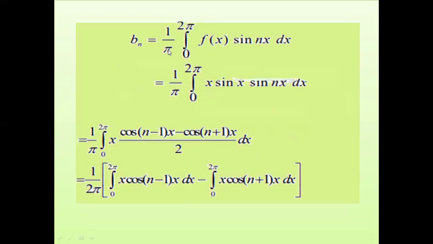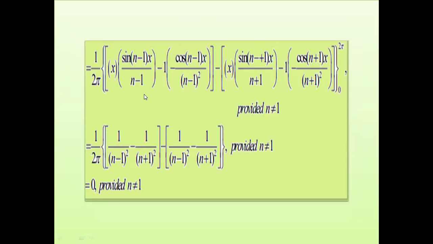Next, bn is equal to 1 by pi integral 0 to 2 pi f of x sin nx dx. 1 by pi integral 0 to 2 pi x sin x sin nx dx. Using the sin a sin b formula, cos (a minus b) x minus cos (a plus b) x divided by 2, so x into cos (n minus 1) x dx, and minus x into cos (n plus 1) x dx. The 1 by 2 we take outside as common.